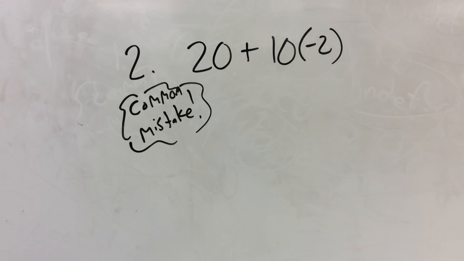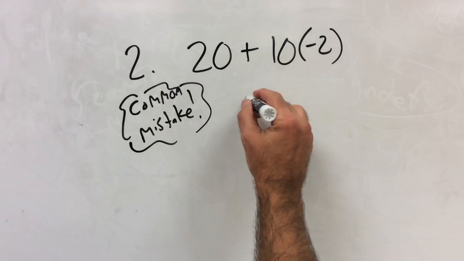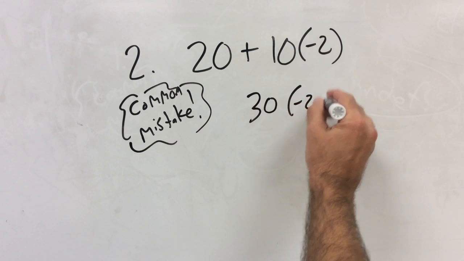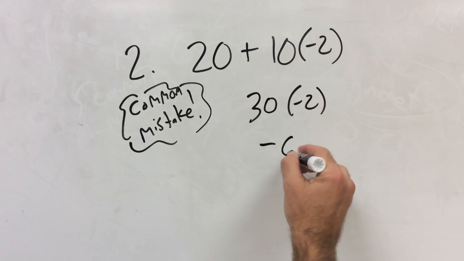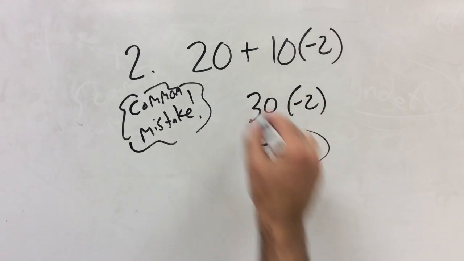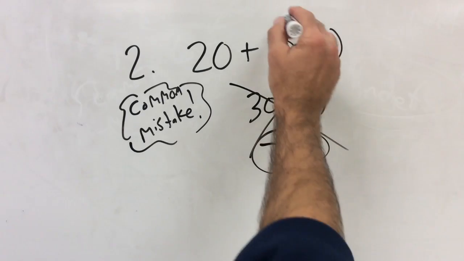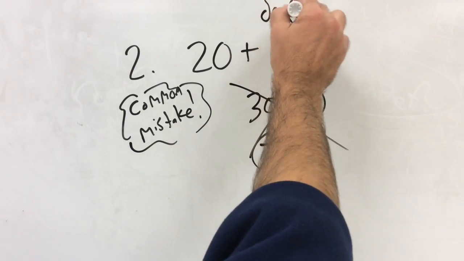Now, a common mistake you'll see is people will add first and get 30, then multiply by -2 and get -60. But that, of course, is incorrect because we should have multiplied first.